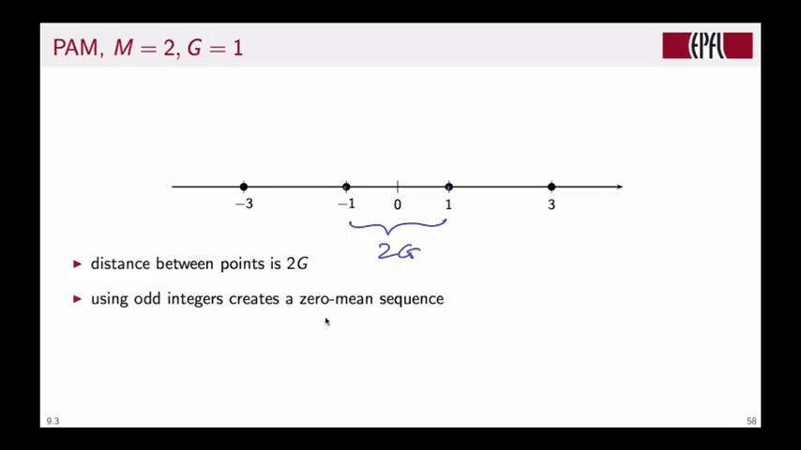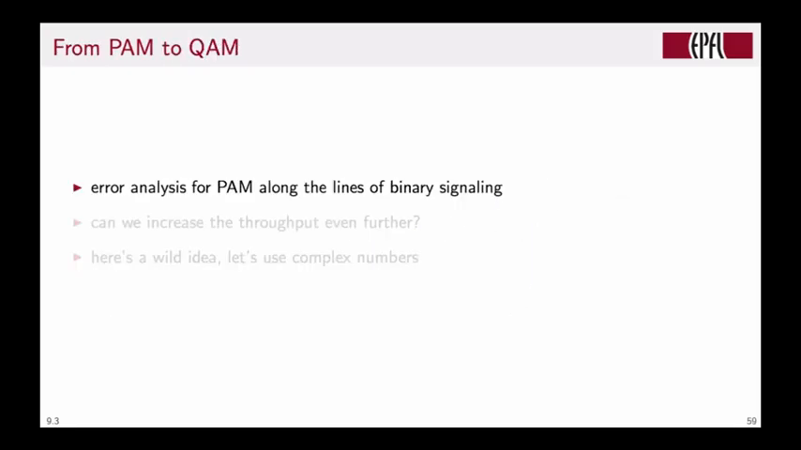And using odd integers creates a zero mean sequence. If we assume that each symbol is equiprobable, which is likely given that we've used the scrambler in the transmitter, then the resulting mean is 0. The analysis of the probability of error for PAM is very similar to what we carried out for bilevel signaling. As a matter of fact, bilevel signaling is simply PAM with m equal to 1.